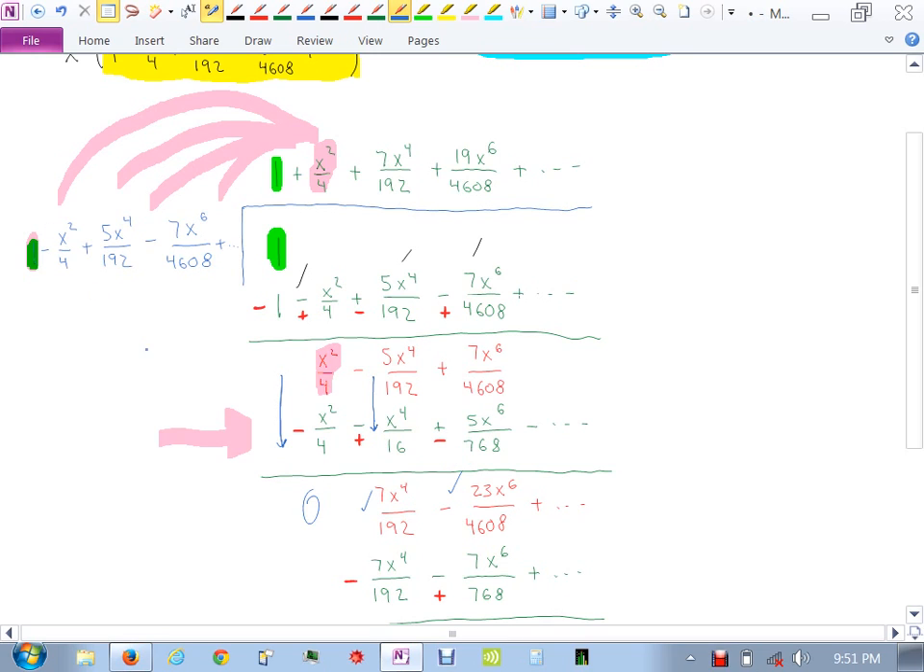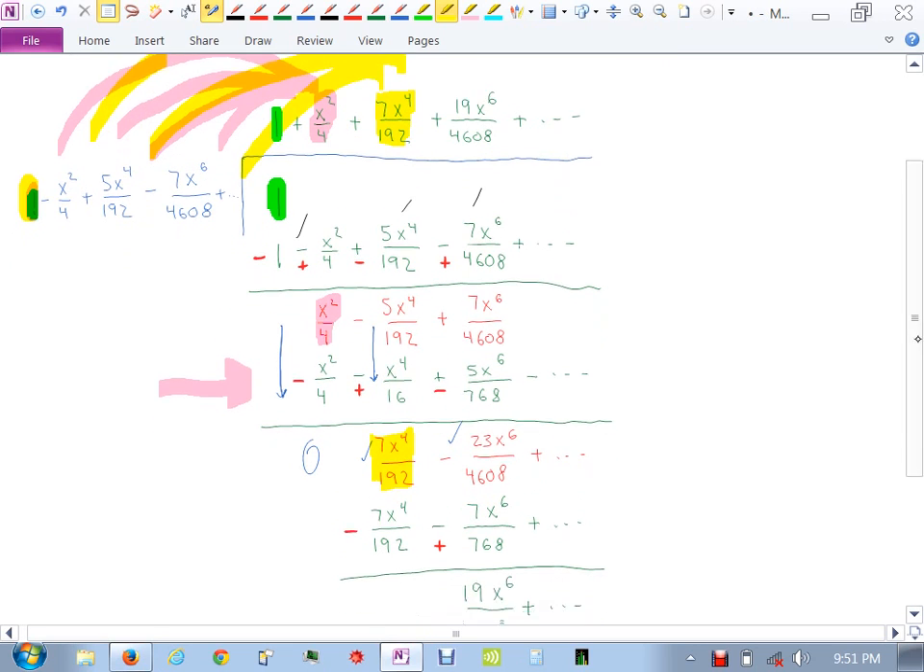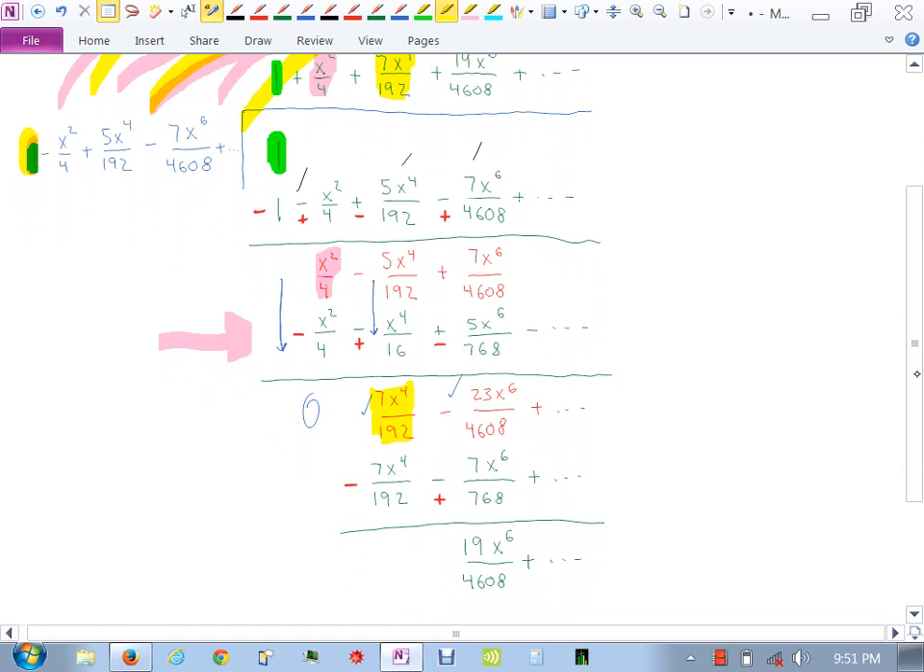So now you repeat the process again. And I'm starting to make a mess, but you ask yourself, okay, what do I have to multiply 1 by to get 7x to the 4th over 192? Well, 7x to the 4th over 192. Then you take that and multiply that through all the terms. Now I only did it for 2, and I assume that's what he did also. And you get these two terms here. You change the signs, you add down, you get 0 here. Here, common denominator, you get this.